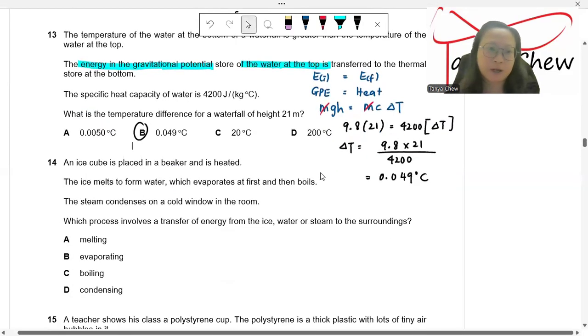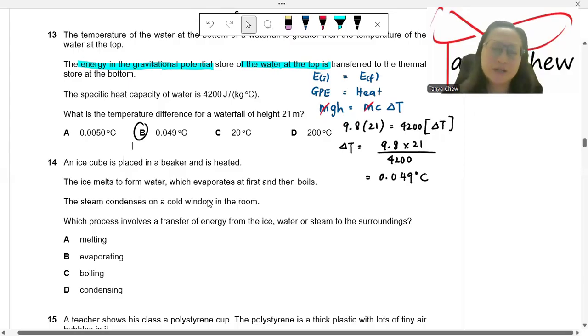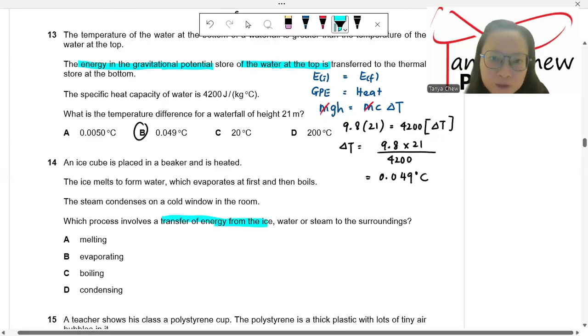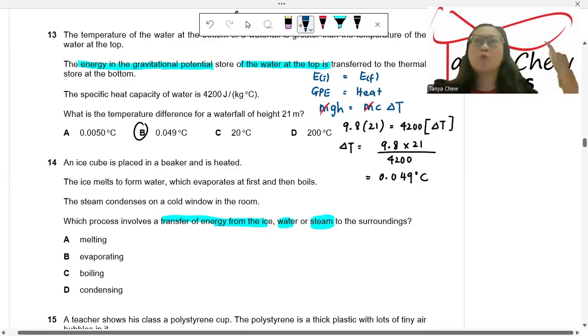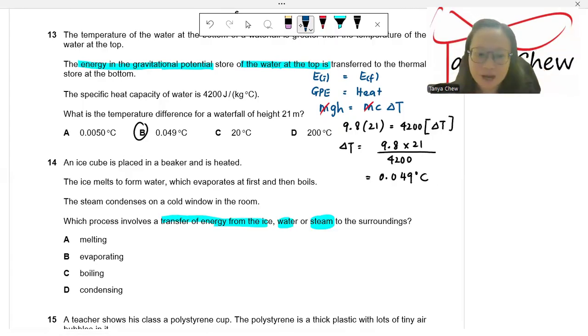Now, question number 14. An ice cube is placed in a beaker and it is heated. The ice melts to form water, which evaporates at first and then boils. The steam condenses on a cool window in the room. There are so many processes now. Which process involves transfer of energy from the ice, water, or the steam to the surrounding? When the ice, the water, or the steam transfer the energy to the surrounding, that means they have to lose the energy. They have to give out the energy.